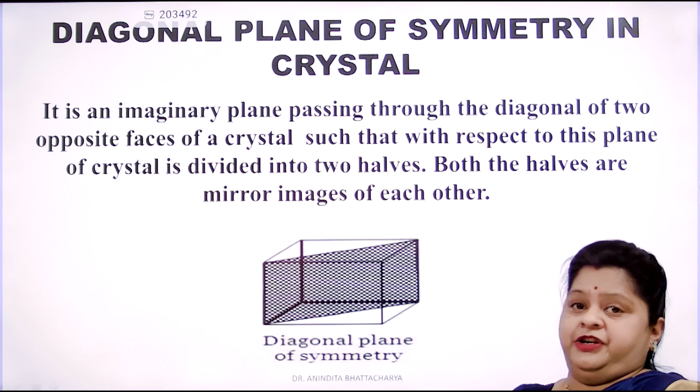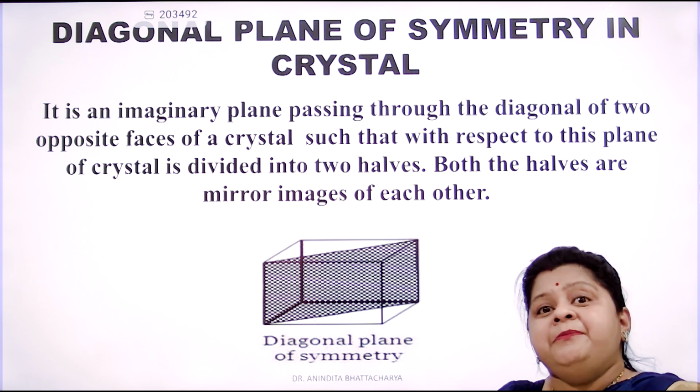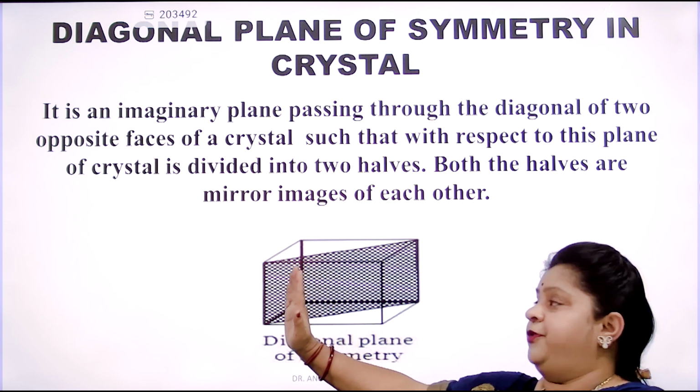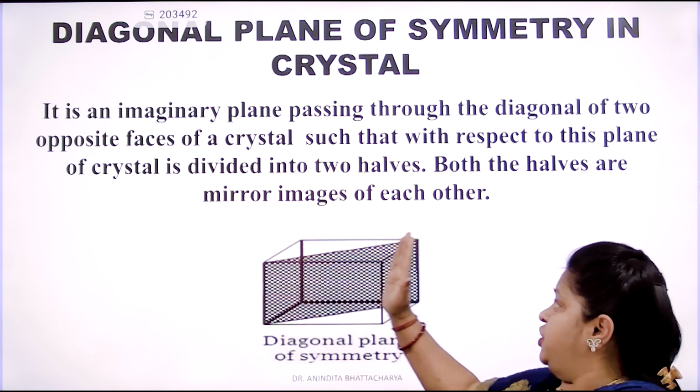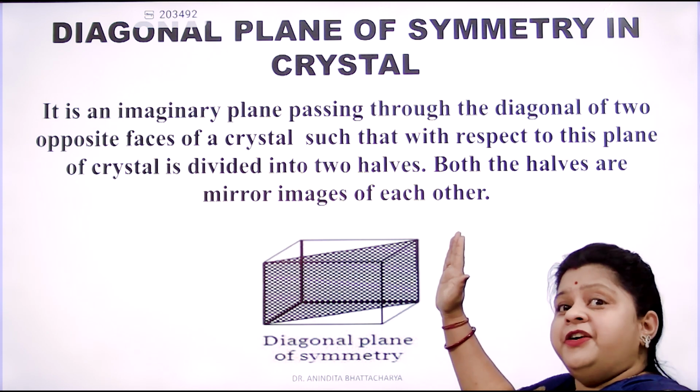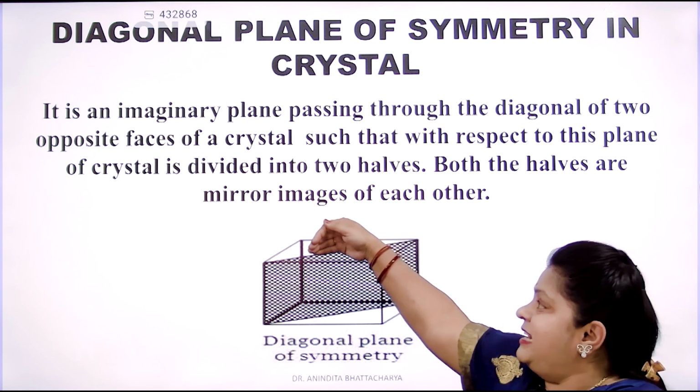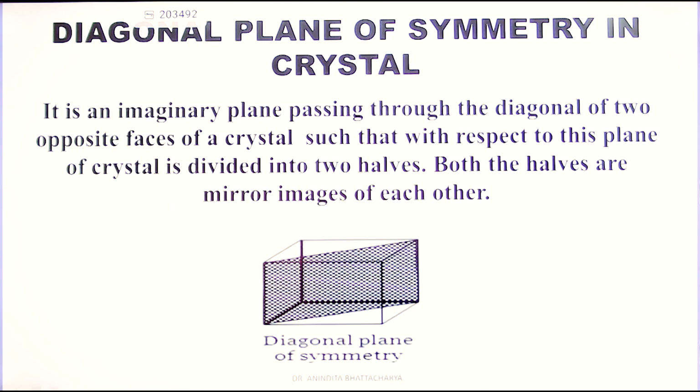Now if I move over to the diagonal plane, this is again an imaginary plane, and it goes diagonally from the front edge to the rear edge. If I look at this triangle and that triangle, they both are mirror images. They both are indistinguishable halves of the same crystal. So that is the diagonal plane of symmetry.